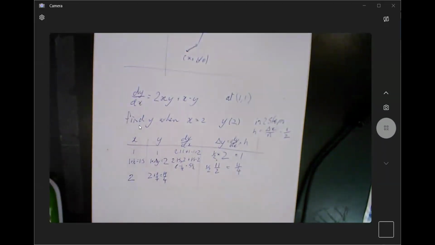So this is as much as they would get you to do in an exam, okay? Typically, if you're doing this in an assignment, you would do 4 points, all right? Not too many, but not too few.